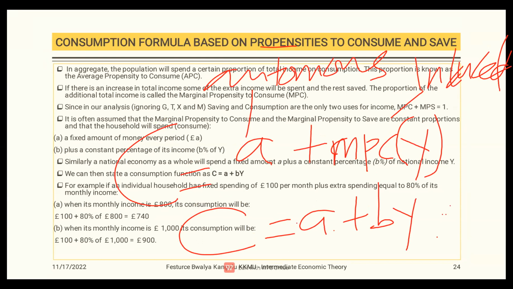I was saying consumption is always divided into two: autonomous consumption and induced consumption. The A is autonomous consumption. The word autonomous simply means independent, like independent consumption. It is consumption that is independent of income. When the income Y is zero, you remain with A.